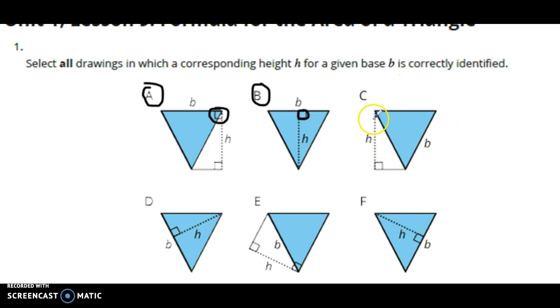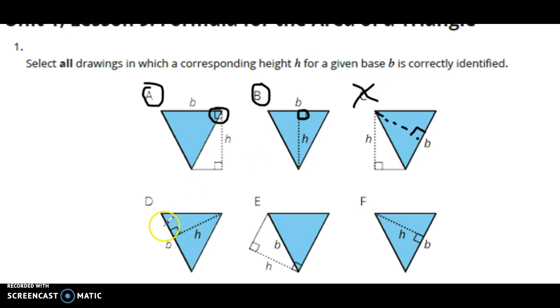C, here's my base. My height is not at a right angle to my base. What I need for this one is a line that goes down like this and has a right angle at the base. This right angle is in the wrong place. So I'm going to cross out C.